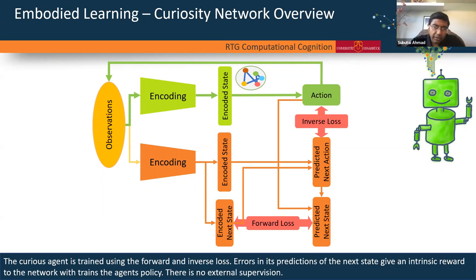So if it's got the action as input, why is it trying to predict? Why does it also have the predicted next action as input? I think the arrows are a little confusing. I'm sorry about that. That arrow from predicted next action to predicted next state is not supposed to be there. Oh, okay. Yeah, I'm sorry about that. Yeah, that's okay. Good catch.